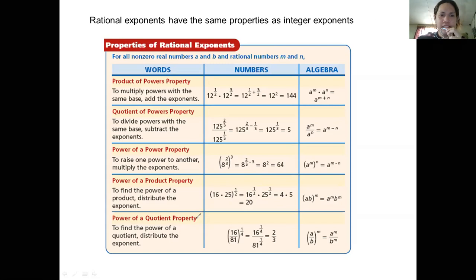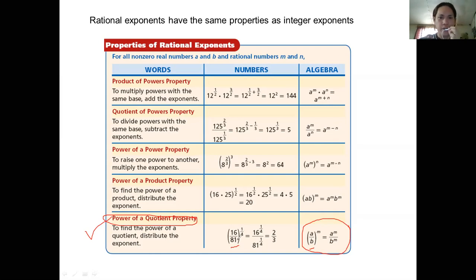Now, the last one, the power of a quotient property. Sorry, the one that I checked. To find the power of a quotient, distribute the exponent. So simple, because we can express it in a notation form. We have here a over b, quantity to the power of m. That gives us a to the power of m over b to the power of m. Now, let's have an example so that we can exercise this property. It's very important to have an example so that we'll be able to appreciate the property.